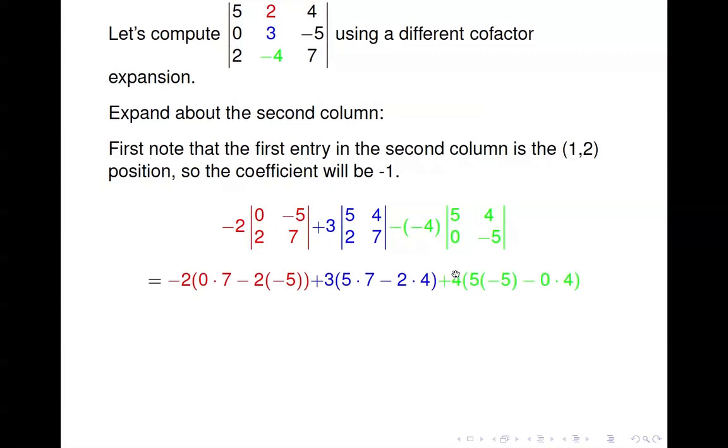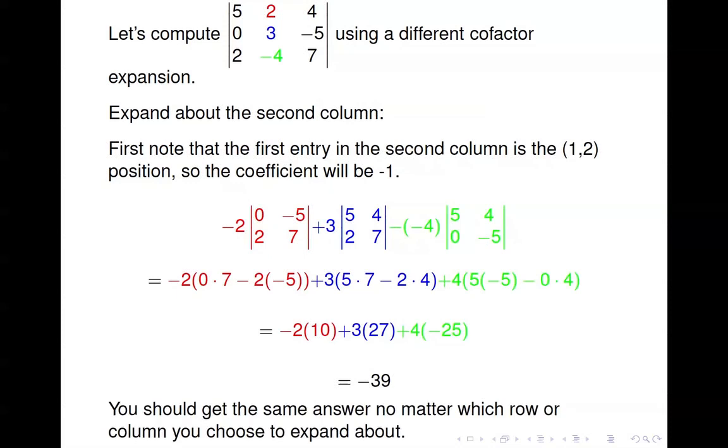All right, we compute those determinants. Here we're going to have 0 times 7 minus 2 times -5. Here 5 times 7 minus 2 times 4. And here 5 times -5 minus 0 times 4. And we can simplify. And we end up with -39 again, which we should, because no matter which row or column you choose to expand about, you should end up with the same answer.